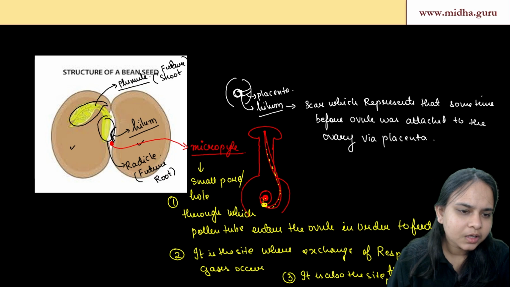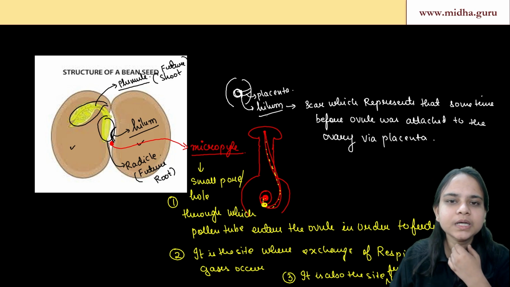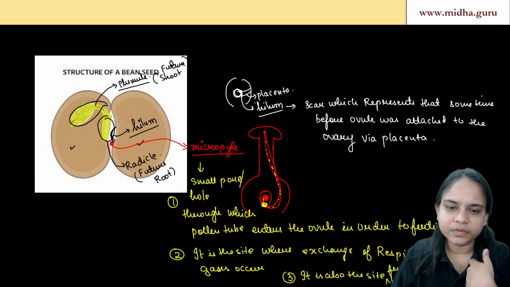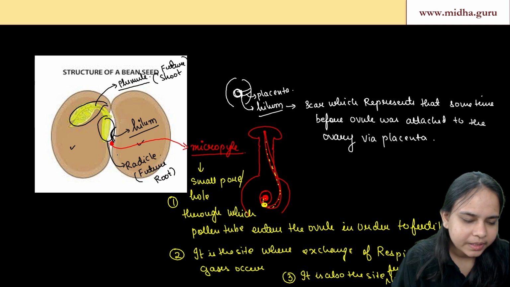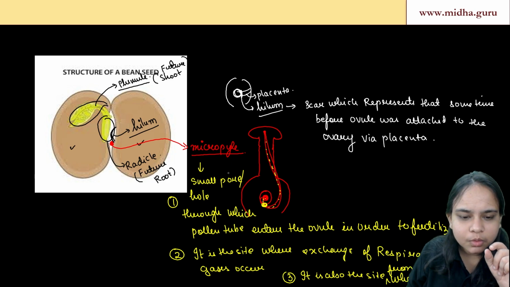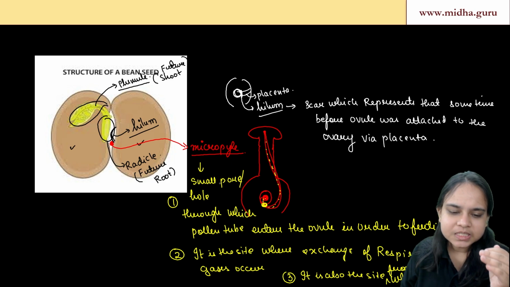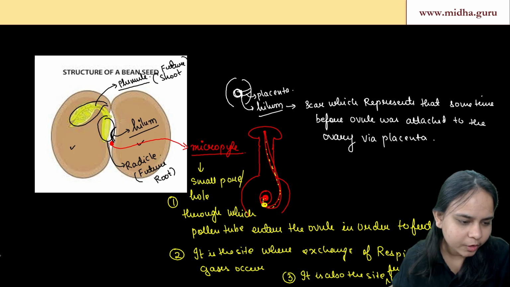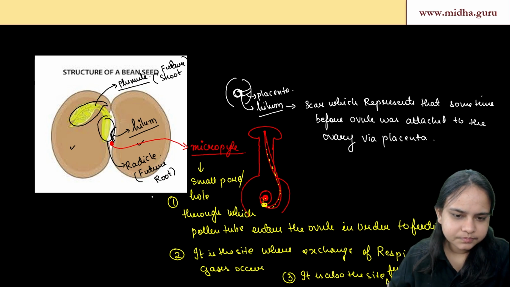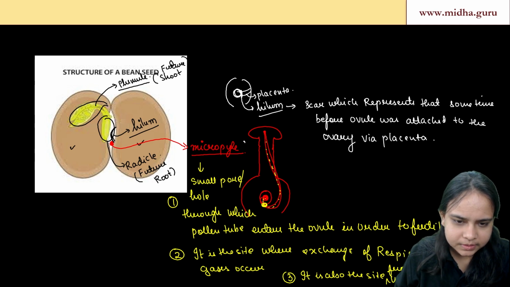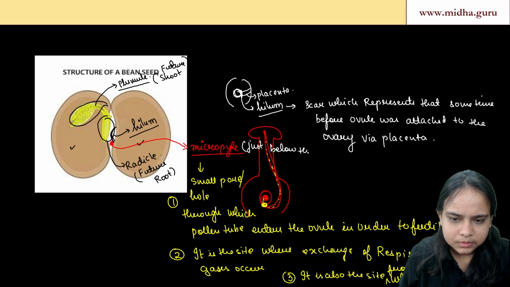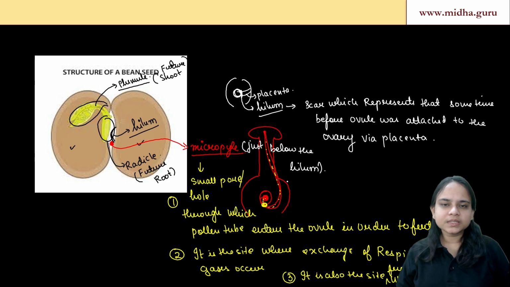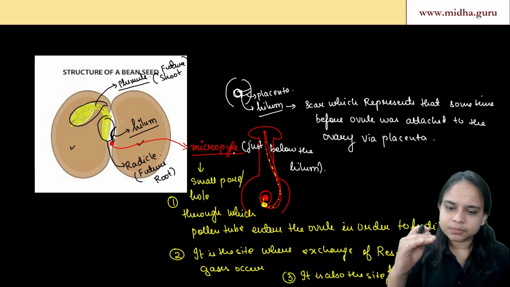This proves that at some point the ovule was connected to the ovary via tissue called placenta. Okay. Then we have micropyle. What is a micropyle? Micropyle is a small pore or constriction just below the hilum. If the location of micropyle is asked, we can say that it is located just below the hilum.